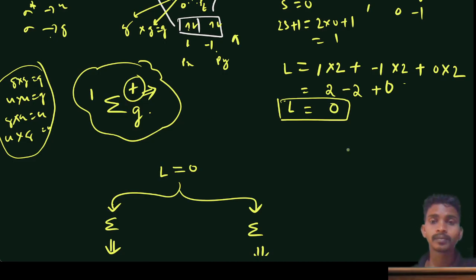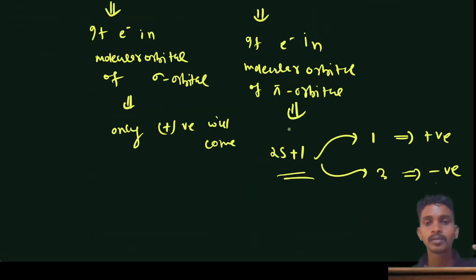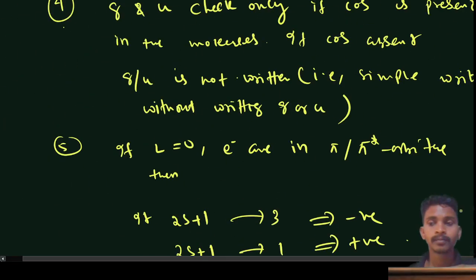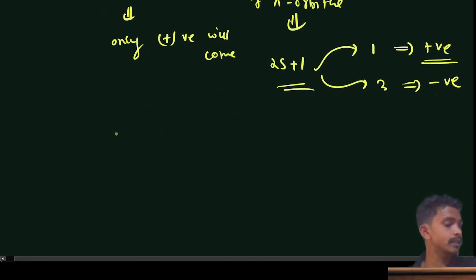Also, we can see that since the S value is 0, that value will always be 1, and if 1 comes, then that is always positive. So that is the thing. Now we'll take other examples so that we are clearer.